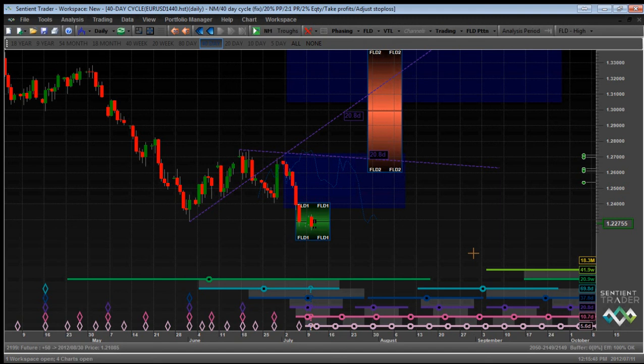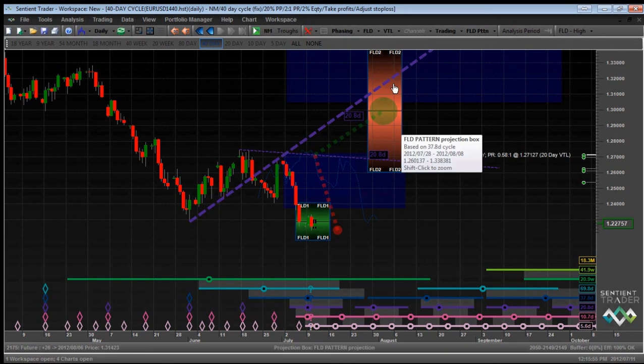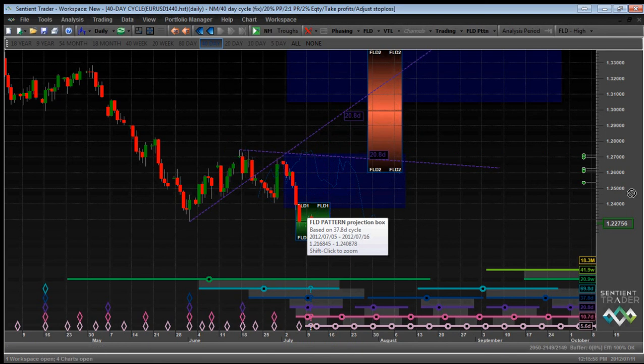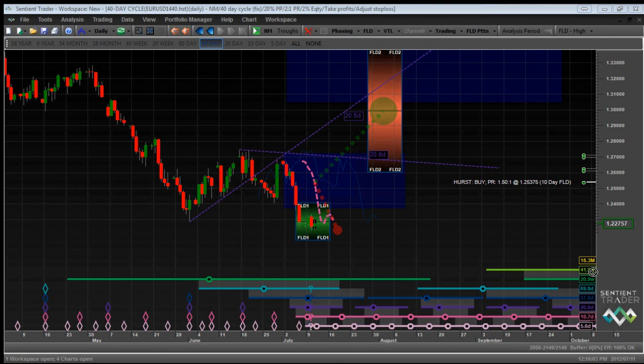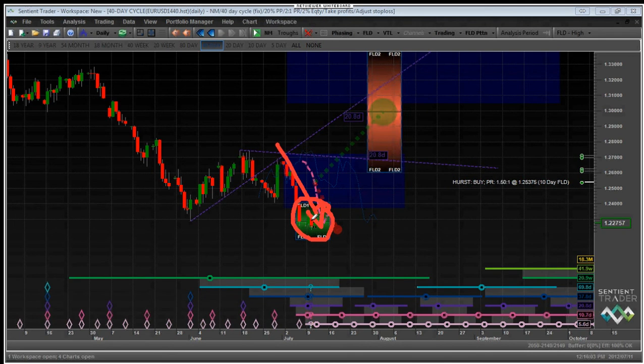So when you look at this chart in version 2, you would have seen the analysis. I can see the cycle that I'm trading, the 40-day cycle, and I've popped up the 40-day cycle FLD pattern projection boxes. I don't think I really need to explain them, but let me do so just in case. These boxes indicate that the 40-day cycle was expected to bring the market down into this area, after which it's expected to pop up again into this red box. So we're expecting price to move into this red box.